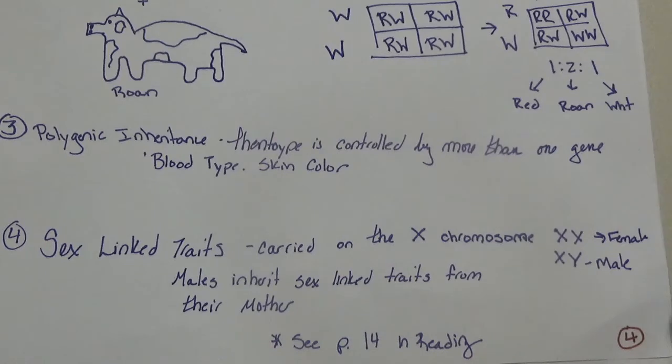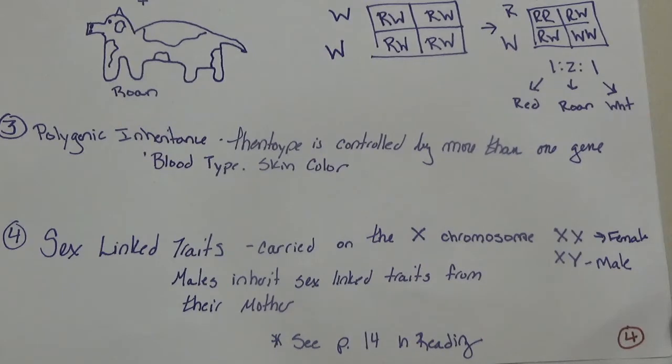And then the fourth type is sex-linked traits. These are carried on the X chromosome. So XX is female. You're not going to see the sex-linked traits in females most of the time. It's very, very rare because you would need to have an X which has the trait in question and then a Y chromosome. So you only see these traits express themselves in males.